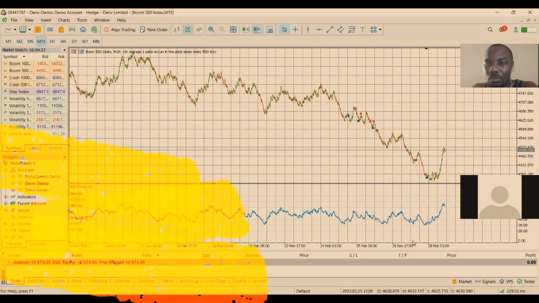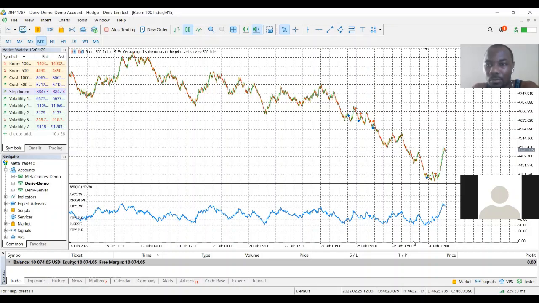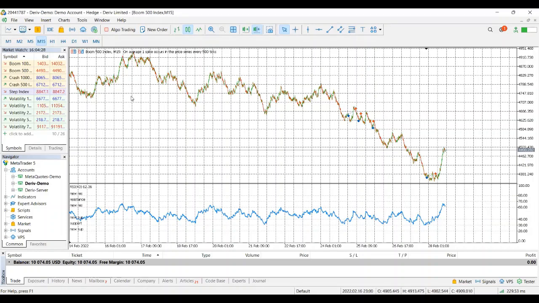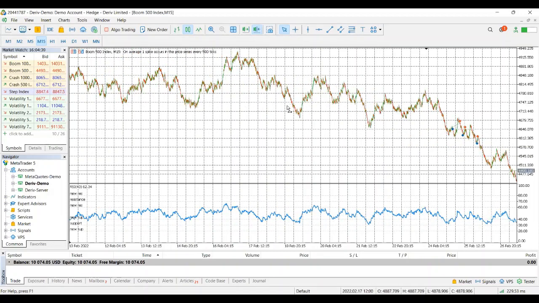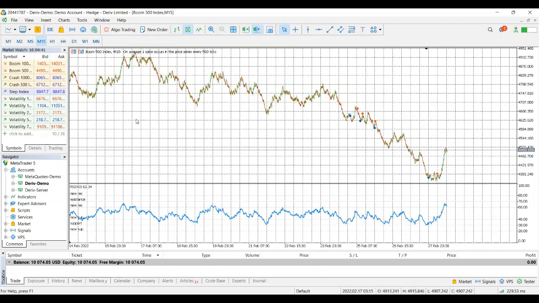Okay, so we are looking at Boom 500. Just like other markets, we can look at it with the same principles. What I want to educate you on today is the broker's mentality, how the broker makes sure he is moving the market according to his preference.